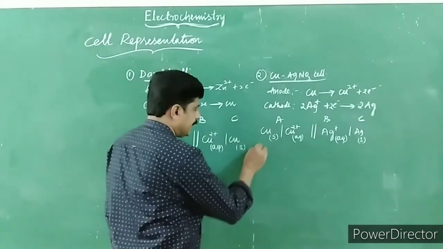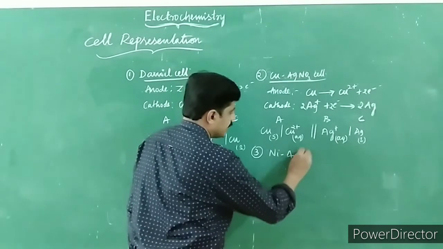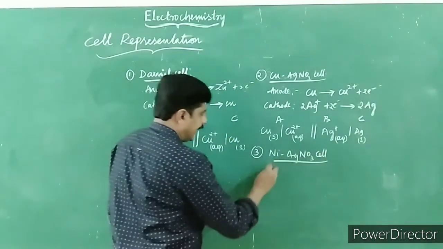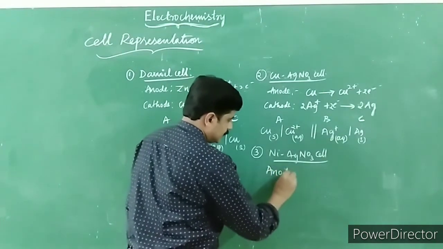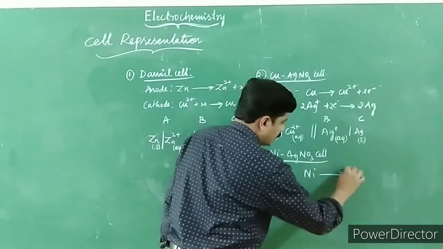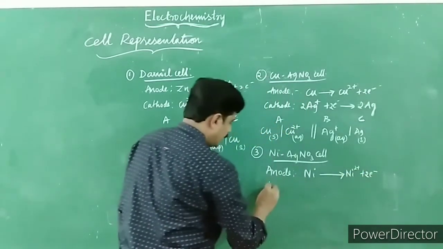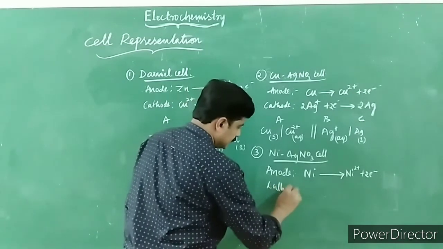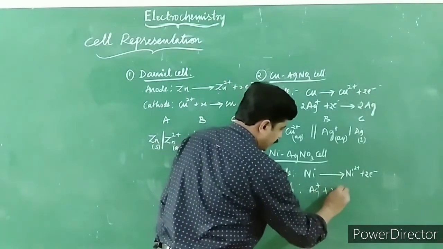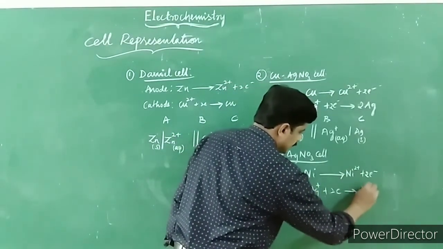And third one, let me take up the nickel-AgNO3 cell. Again I'll write the anode reaction. Anode, look at here, nickel loses 2 electrons to form nickel 2+. At the cathode, silver ions take up 2 electrons, so that 2 Ag+ form 2 Ag.